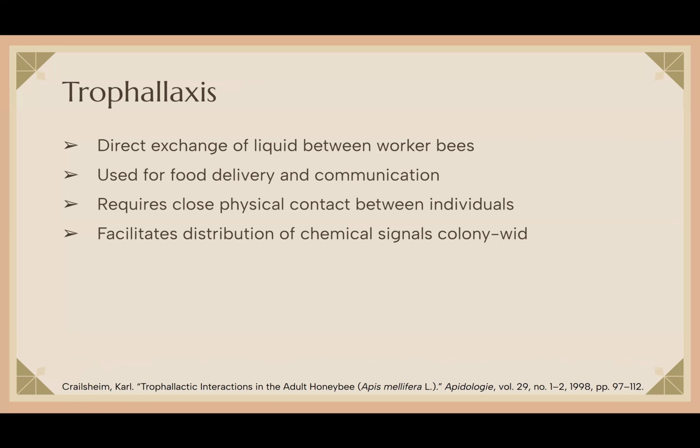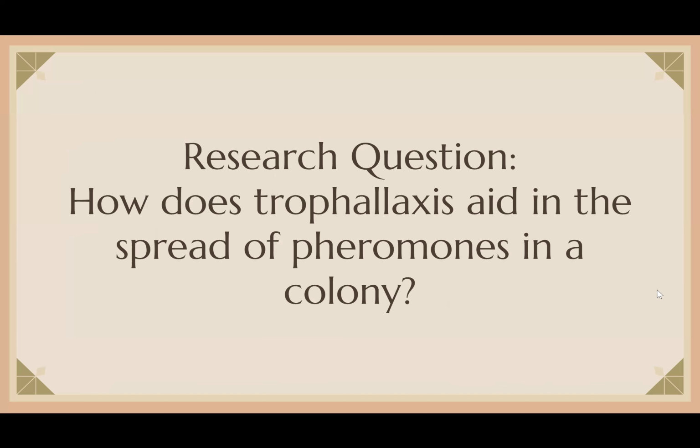So now let's define trophallaxis. Trophallaxis is a direct exchange of fluid, food between bees, and it requires close physical contact. While many people may assume this behavior is only about feeding larvae or distributing nectar, it also plays a major role in communication. Through repeated exchange, trophallaxis helps move chemical signals efficiently through the colony. This brings us to the main research question for my project. How does trophallaxis aid in the spread of pheromones in a colony?